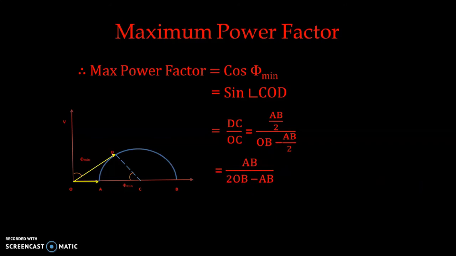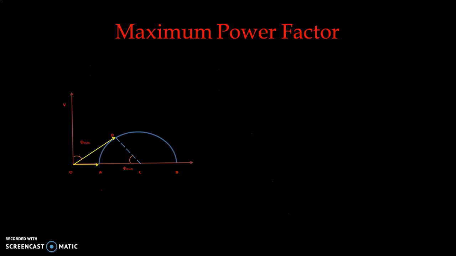So that can be derived further. If we take 2 as a common factor, then it becomes AB divided by 2OB minus AB. If we further simplify this equation, then it is AB divided by 2OB minus, we have substituted the value of AB. AB is nothing but OB minus OA. So with this reference, maximum power factor, that is OB minus OA divided by OB plus OA.